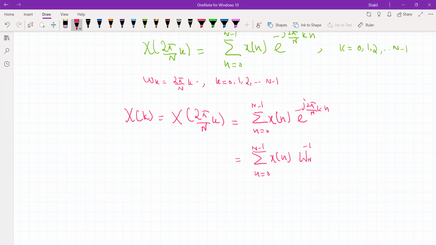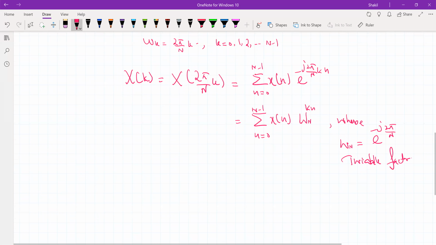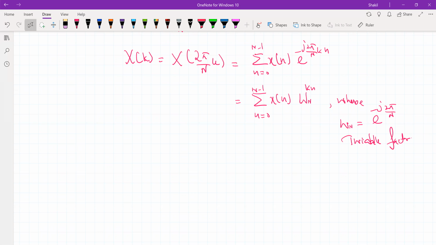W_N to the power of kn, where W_N is equal to e to the power of minus j 2 pi by N, and this is referred to as the twiddle factor.